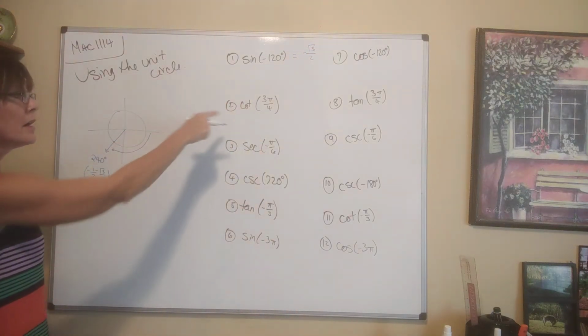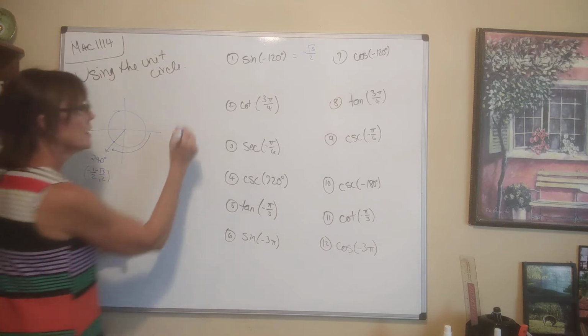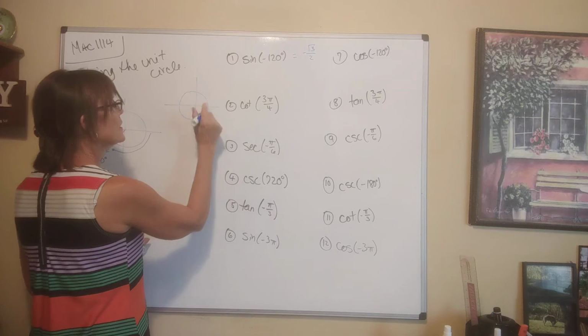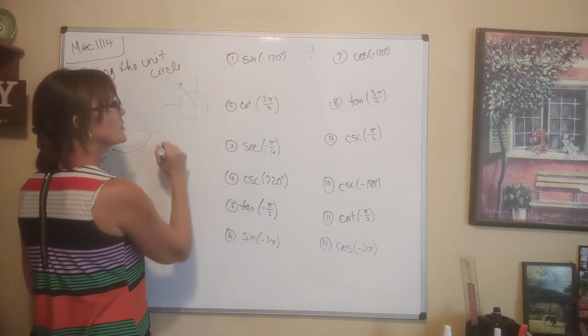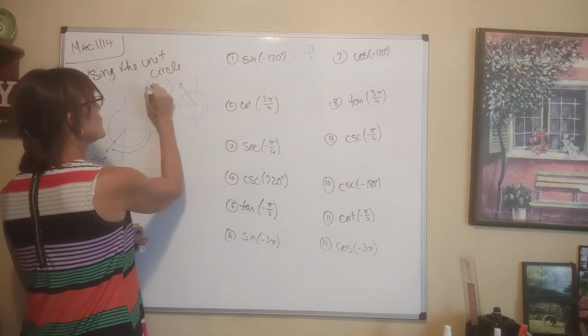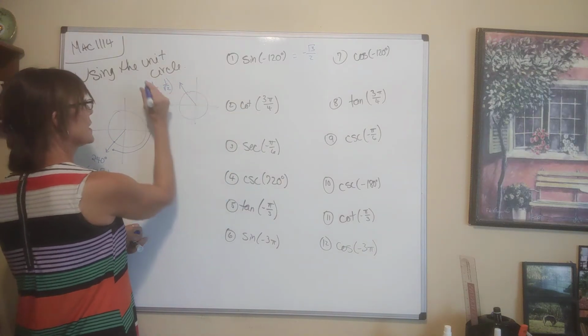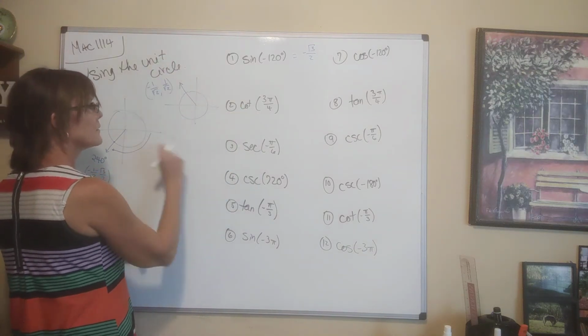How about cotangent of 3 pi over 4? Let me draw myself a circle. Where is 3 pi over 4? 3 pi over 4 is this middle one right there. The coordinates are always 1 over square root of 2, 1 over square root of 2. But x is negative, y is positive.